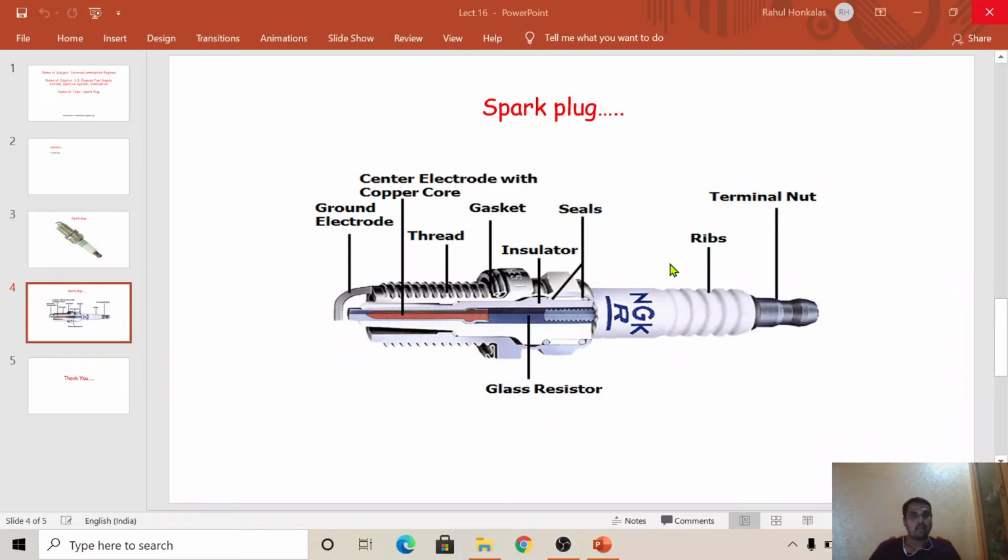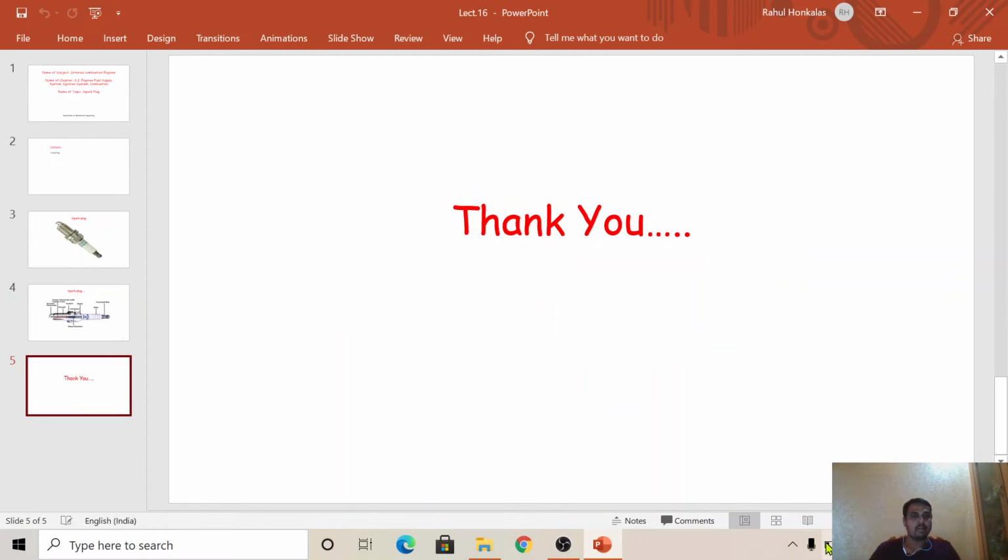I hope you understood well how the spark plug works. In this case, the central electrode and the ground electrode are very important, and there should always be a gap between them, where gas ionization takes place. As the gas ionization occurs, the spark is generated. So this is the working principle of the spark plug, as well as its construction.